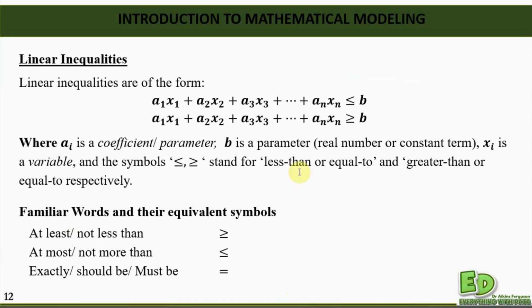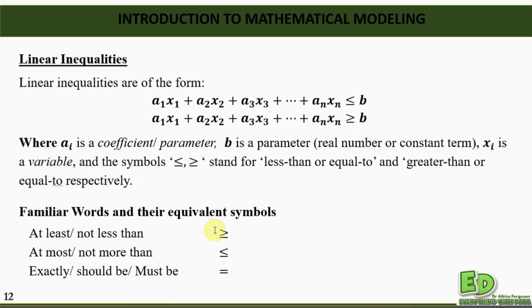Right. So here we have the same idea about the linear constraints and the symbols to use. Here we have linear inequalities, which could be of the form less than or equal to, greater than or equal to, where ai is the coefficient or parameter, and b is the parameter of real numbers or constant terms. xi is the variable, and the symbols are less than or equal to, greater than or equal to, respectively. So, familiar words and their equivalent symbols.